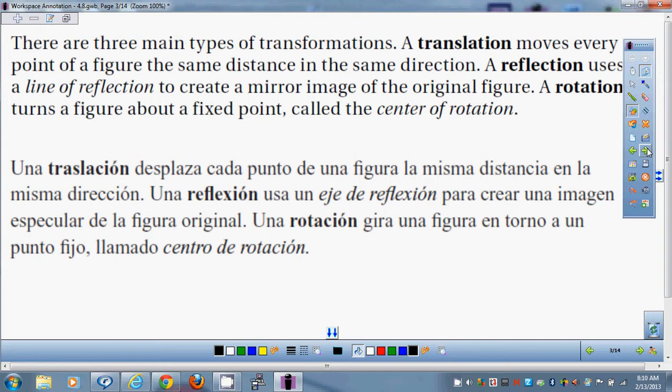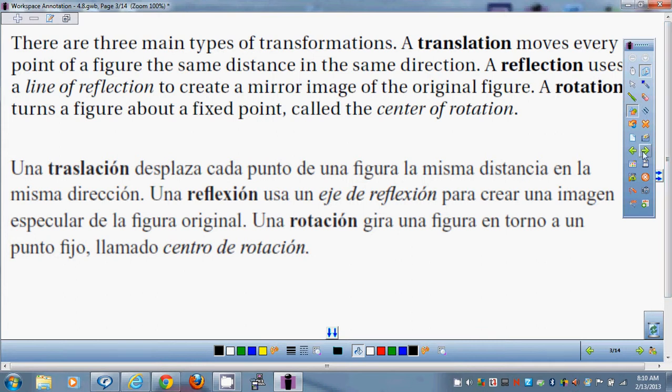So those are the 3 we're going to deal with. Translation and reflection are the ones we're really going to deal with. But I am going to introduce you to rotation. The reason we're not going to deal with rotations any more in depth is because the math to do a rotation is a little bit more complicated. But reflection and translation math is very straightforward.